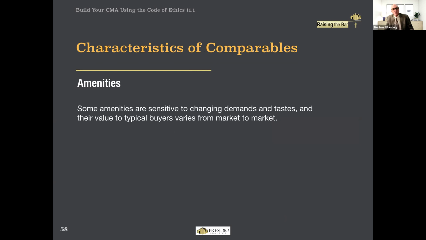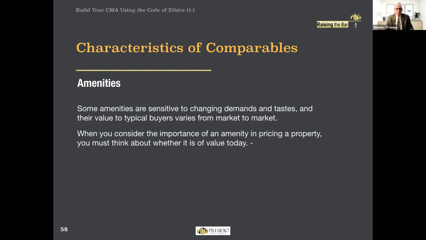Some amenities are sensitive to changing demands and tastes, and their typical value varies from market to market. When you consider the importance of an amenity in the price of the property, you must think about whether it is of value today. Something might have been of value 10 years ago, and today it's not anymore. So just consider that.